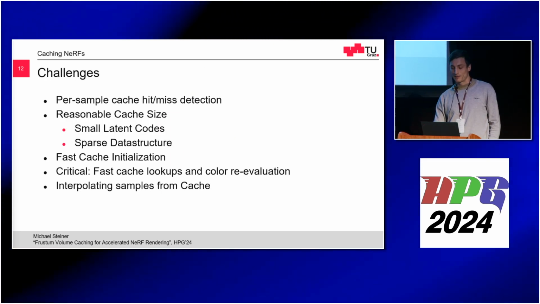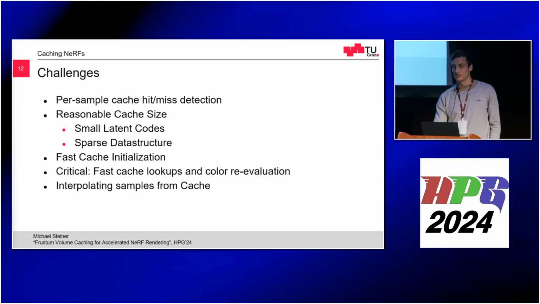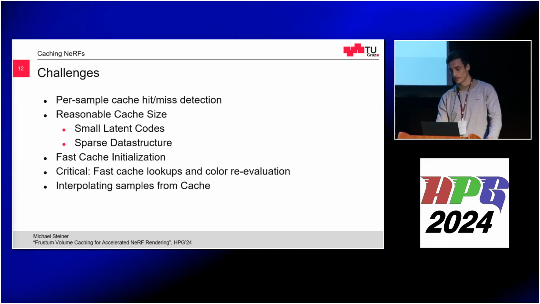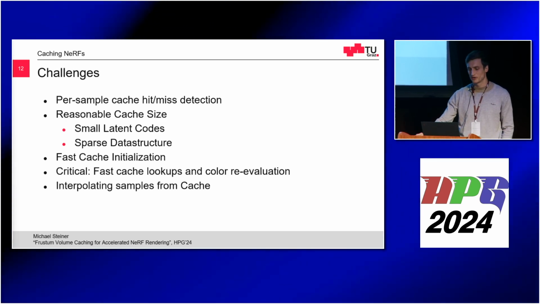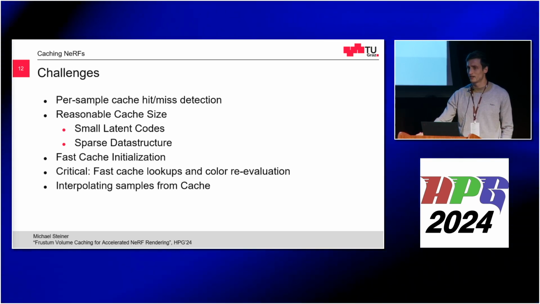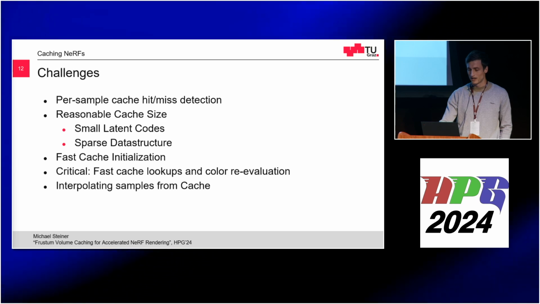This comes with a couple of important challenges to keep in mind when designing our method. Firstly, we'll have to be able to detect cache hits and cache misses on a per-sample basis, and then also to blend these cache misses and hits along rays.